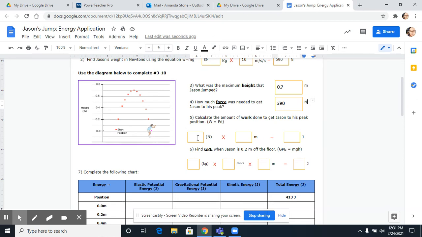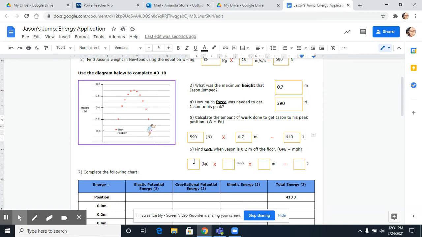So we already know what Jason's force is, which is 590. We know that the maximum height that he jumped was 0.7. So all we have to do is multiply 590 times 0.7, and we get 413. And this is energy. So work is energy, kinetic energy is energy, GPE, EPE, all of those are always going to be measured with joules.